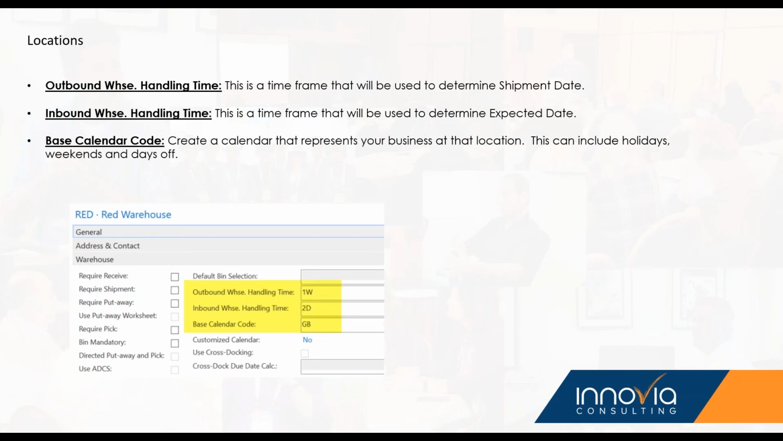Inbound. This is the one that I absolutely fell in love with. Inbound. This is ultimately the date that when an item hits the dock, you have 2 days before it becomes available to your sales department. This was huge for our sales department. Like I said, we function under the philosophy as a sales department that as soon as it hit the dock, it was available. Clearly, my salespeople never worked within our warehouse.